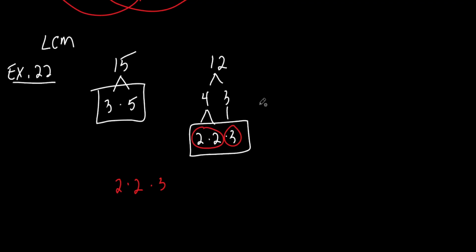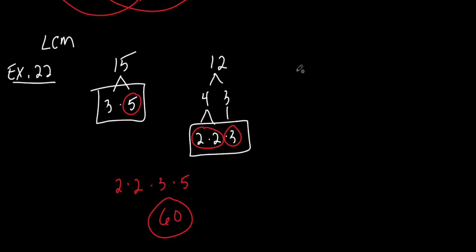What other number shows up? A 5. It doesn't have to be in both spots, but there's only one 5 here, so I'm going to pick that. Now what am I going to do to those numbers? Multiply them together. That's right. So 2 times 2 is 4, times 3 is 12, times 5 is 60. That is the smallest number that 15 and 12 divide into evenly.